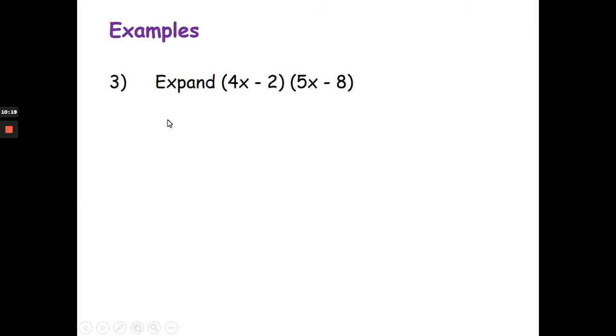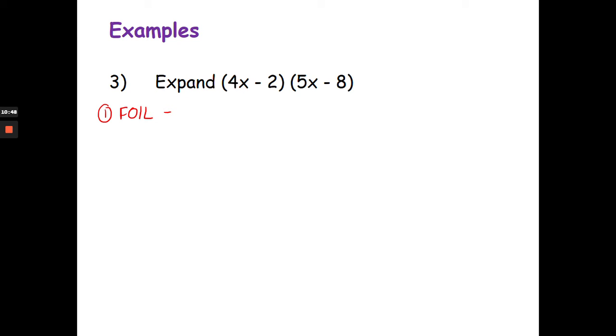And we're going to have a look at expanding this bracket. So this bracket is important, and it's also different because it contains a coefficient. A coefficient is a number in front of the algebraic letter. So we call 4 the coefficient of x and 5 the coefficient of x in this bracket. That's just some terminology you may or may not be familiar with, but it is something that's important to know. So let's use FOIL to do this first.